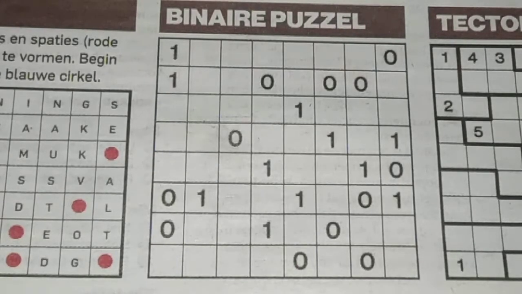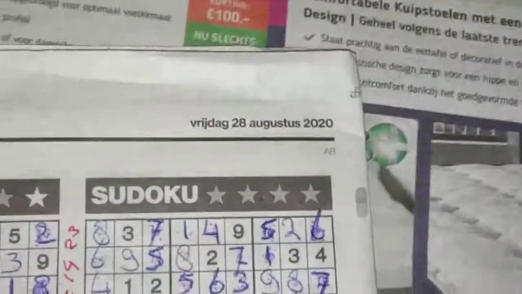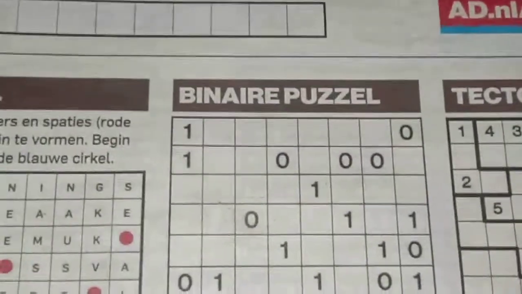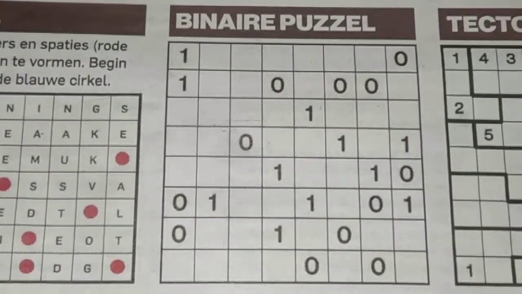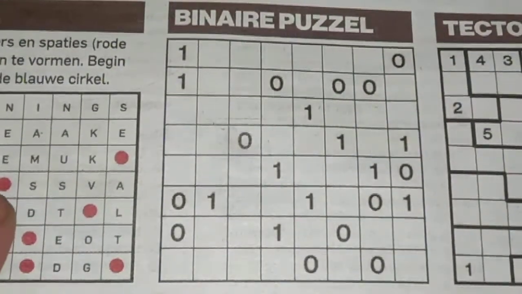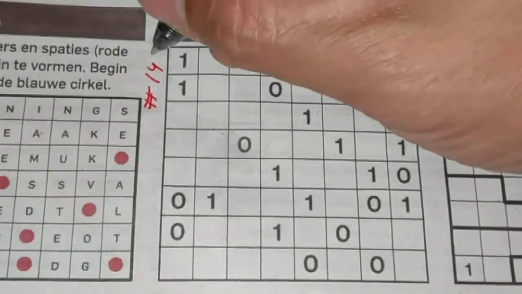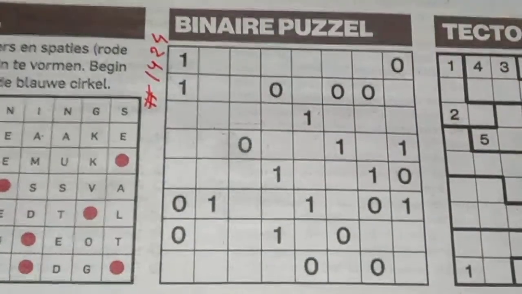Welcome back with the fifth puzzle in this additional with extra Sudokus in today's newspaper on Friday, August the 28th, 2020. Yes, the fifth puzzle is a binary puzzle. Let me focus this Sudoku. Yes, and this Sudoku will be number 1424. And what kind of binary puzzle is this one?